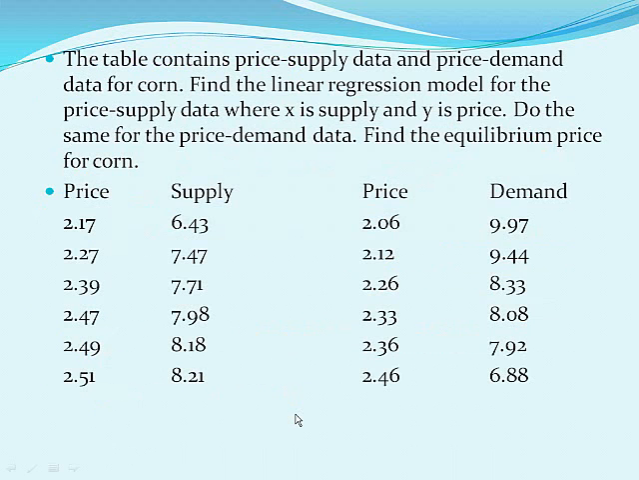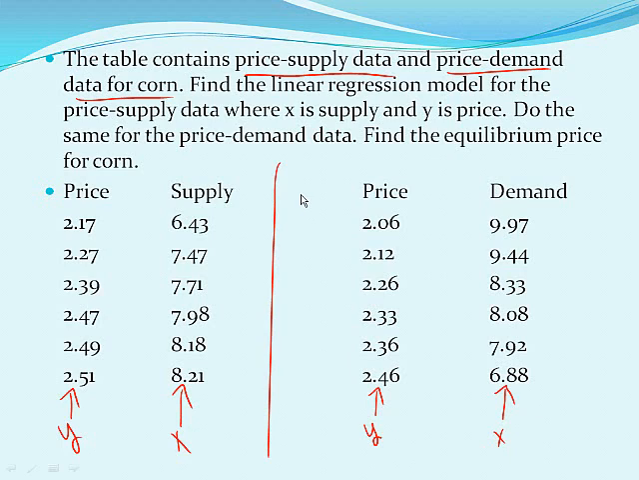The table contains price supply data and price demand data for corn. We need to find the linear regression model for the price supply data where x is the supply and y is the price. So y is the price, x is the supply. Same thing up here, y is the price, x is the demand. So we have two data sets here. Find the equilibrium price for corn.